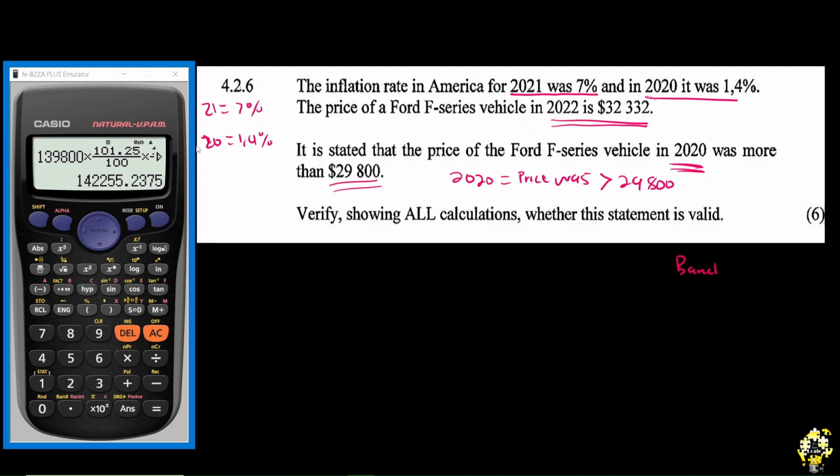Remember, when you are going backwards, what do you do? 100 at the top, added percentage below. That's how it works. So now let's take the price. The price in 2022 is 32,332. We are always multiplying by a fraction. Now let's start with 2021, because if you are moving from 2022, you are moving directly to 2021, and then you will move to 2020.